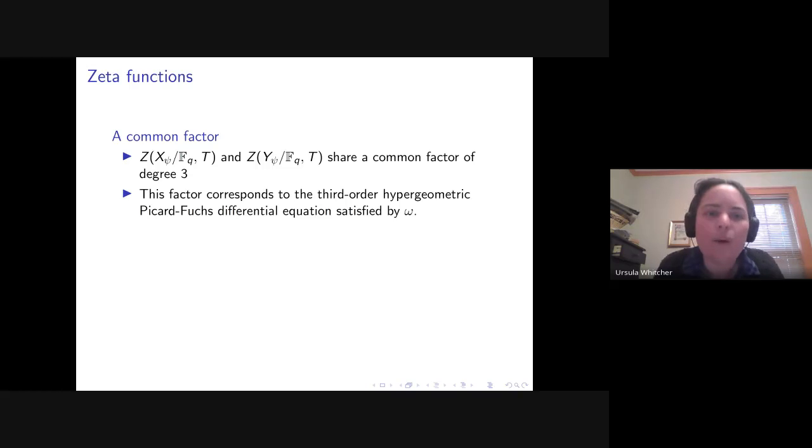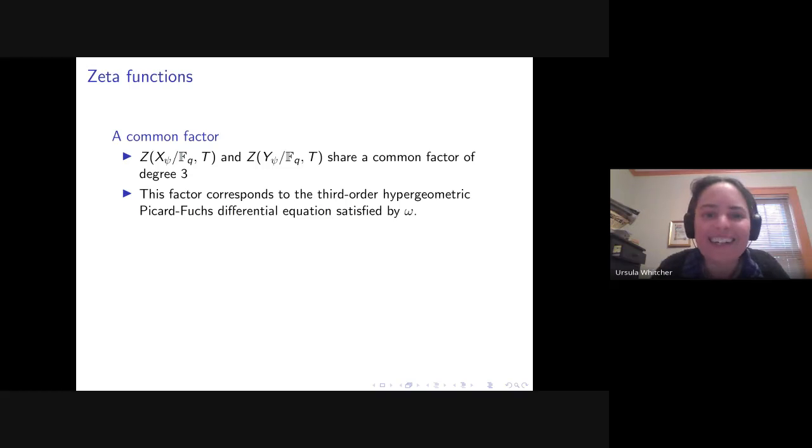So what happens if we try to make this more arithmetic? Well, one thing that we know goes back to work by Dwork. The work of Dwork tells you about the zeta function of the Dwork family or the Fermat family, and then work of Zeta de la Asa tells us more about the mirror side. And if you look at this, you see that their zeta functions share a common factor of degree 3.